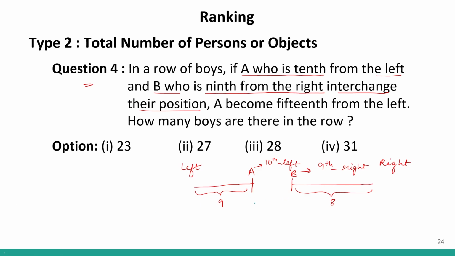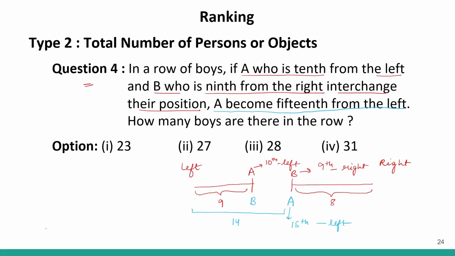If they interchange their position, that means B is over here and A is over here now. Correct? B will be here and A will be here. Now it is given to us that A is 15th from the left. So from this side, A is 15th from the left. That means before A, there are a total of 14 people.